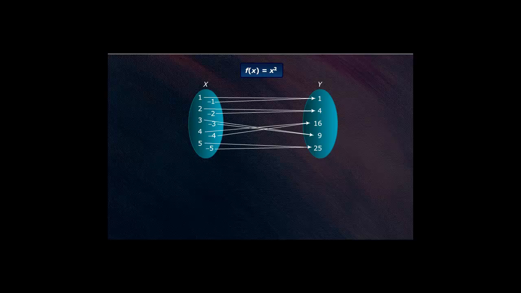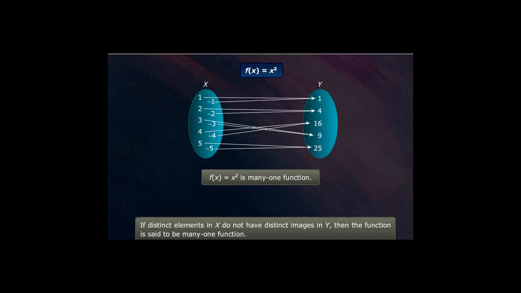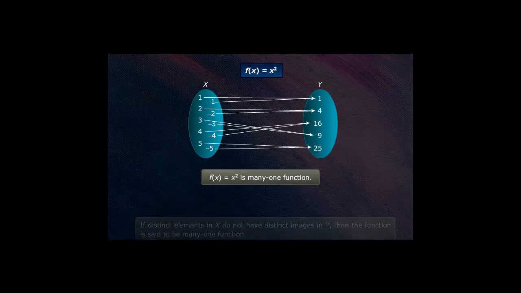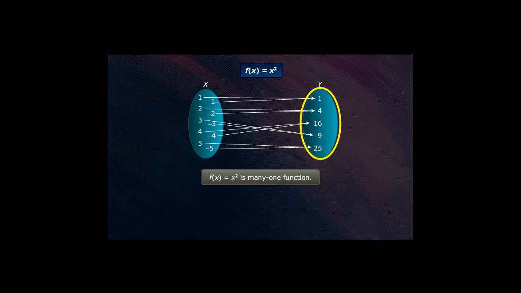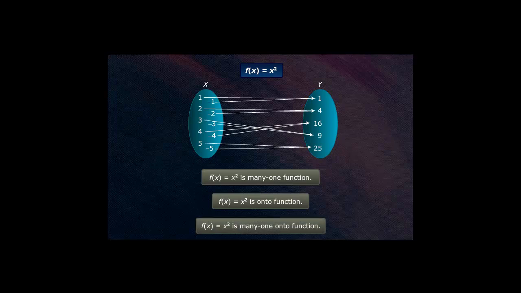Such types of functions are called many-one functions. We can also say that if distinct elements in x do not have distinct images in y, then the function is said to be a many-one function. This is one such example. Now observe the elements of set y. Yes, you guessed it right. This still remains an onto function. So now we have a many-one onto function. So now we know about terms like 1-1, onto, 1-1 onto, many-one and many-one onto.